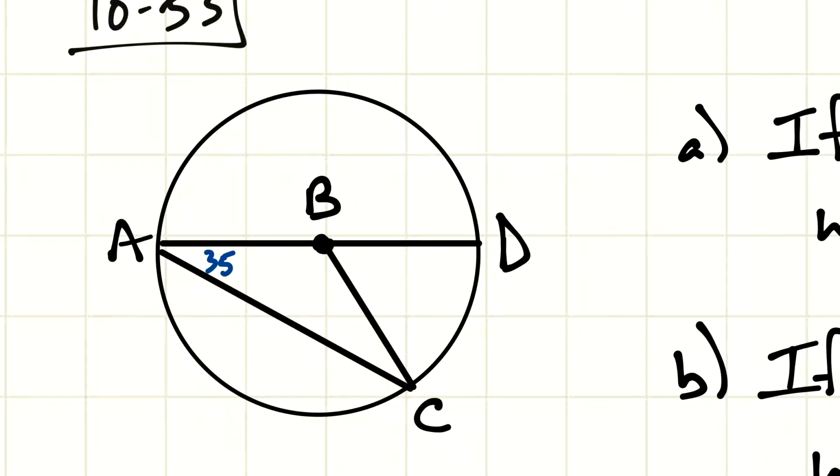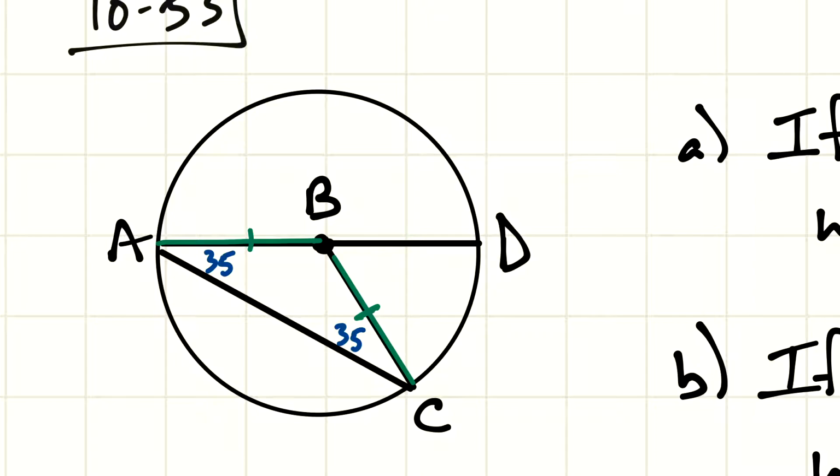Something I know about this triangle, it's an isosceles triangle where AB and BC are both a radius, so that means they must be equal to each other, which makes this an isosceles triangle, which then tells me this angle here must also be 35. And using that information, how could we figure out this measurement?